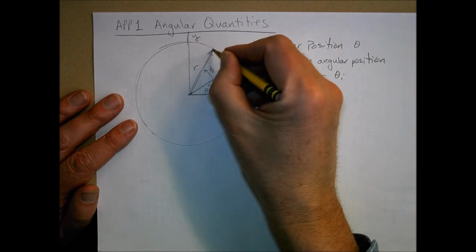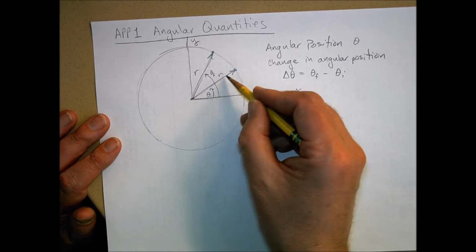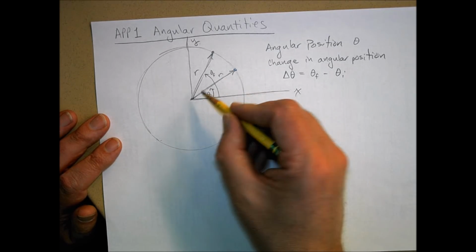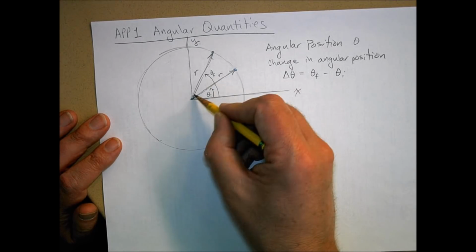Now, I put this little dot on the outside, but notice that the change in angular position would be true for any dot along this line right here.